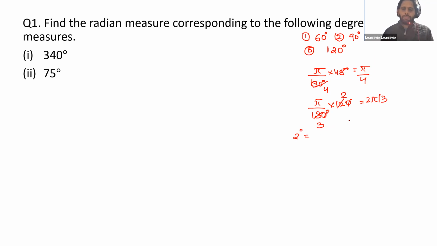Okay, we know that 1 degree is equal to 60 minutes. So 2 degrees equal to what? 60 into 2, which will give you 120 minutes. Okay, now suppose we have 30 minutes. Please convert this into degree.